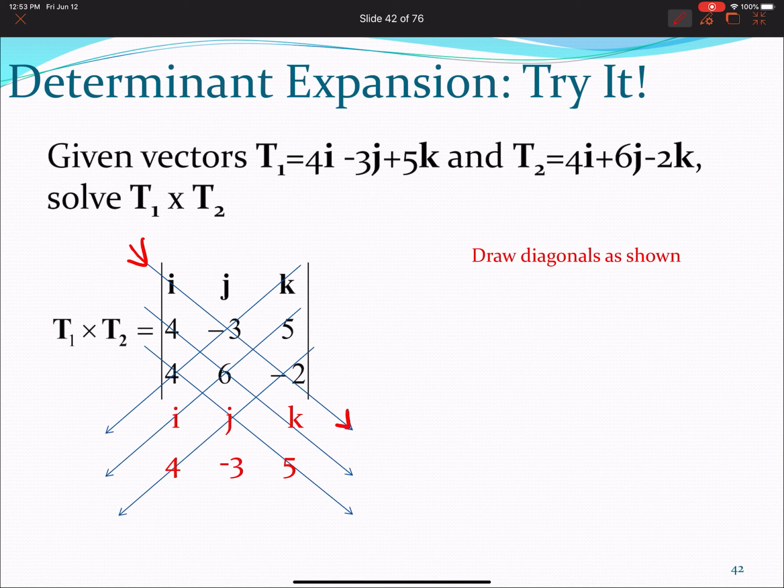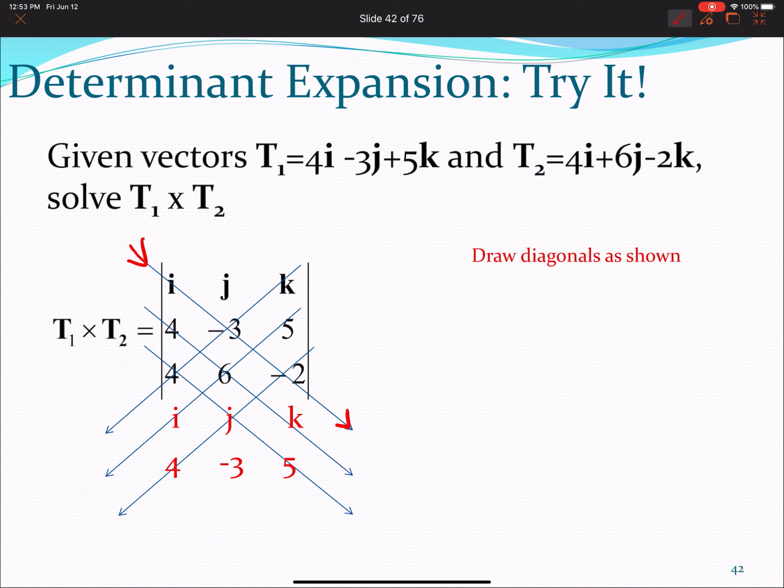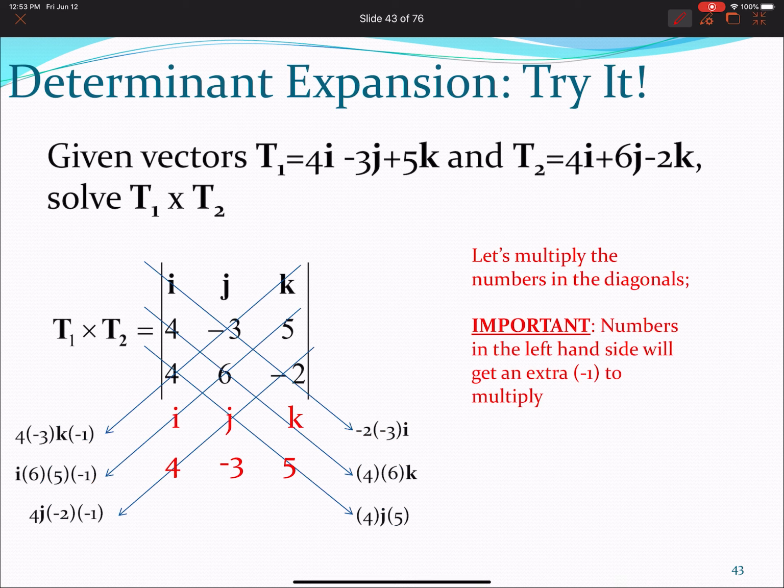And I cross these three quantities. Important not to leave anyone behind. I have to multiply the numbers that lie on the diagonals. Now, the left-hand side, I'm going to multiply by an additional minus 1, and on the right-hand side, I'm going to multiply times a positive 1. So let's multiply the numbers in the diagonals. Numbers on the left-hand side will get an extra minus 1 to be multiplied with.